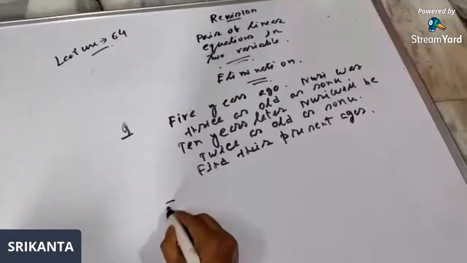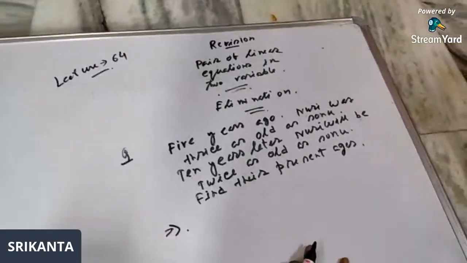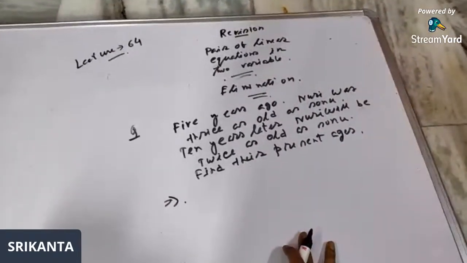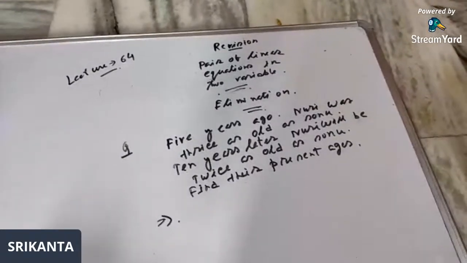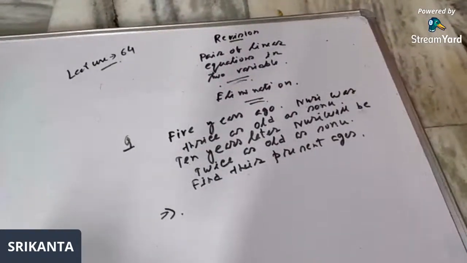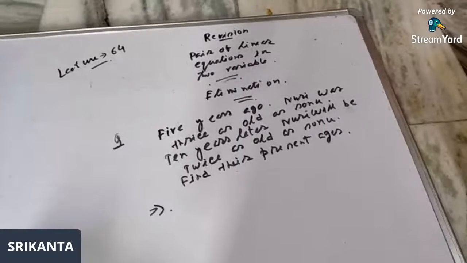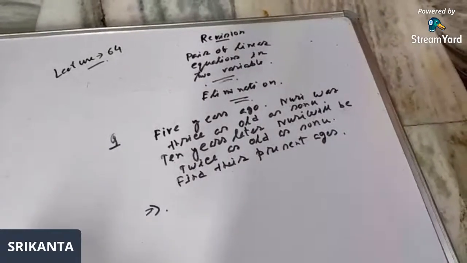Okay, this is the question. They asked that 5 years ago Nuri was thrice as old as Sonu, and 10 years later Nuri will be twice as old as Sonu.